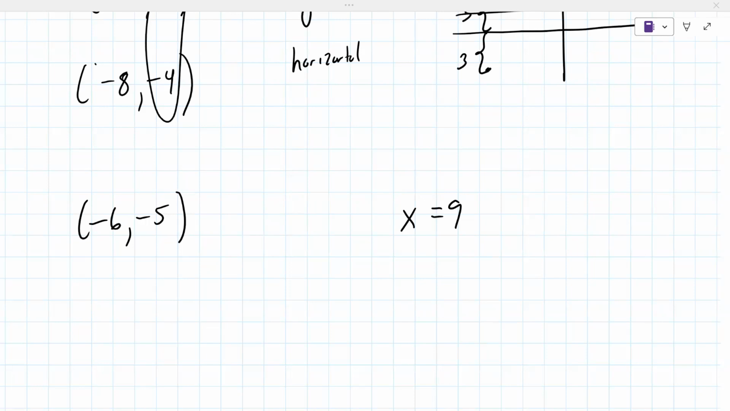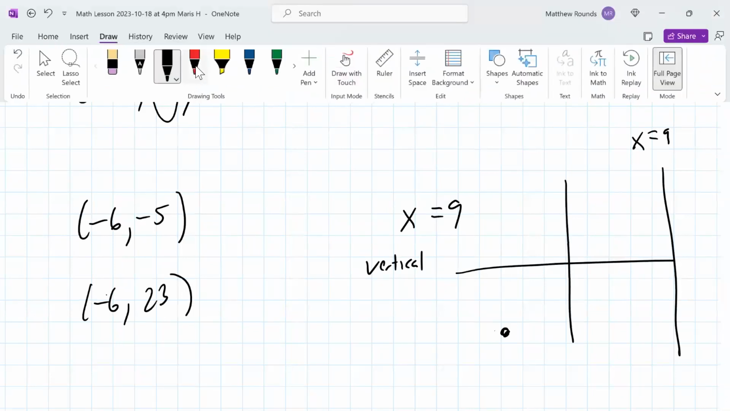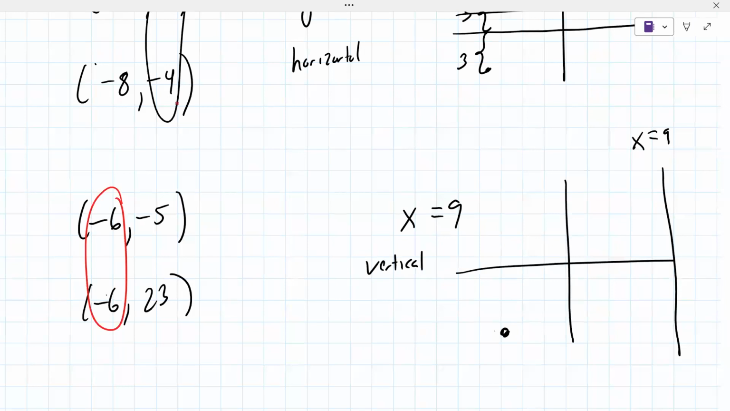I have -6, 23. So like this. Yeah. So x equals 9 is a vertical line. So this is a vertical line, and in a vertical line, it's the x value that changes. So try that one more time.